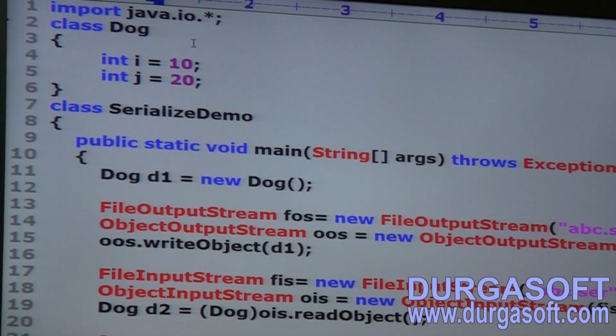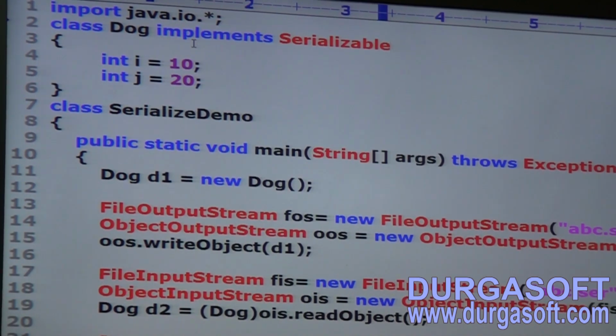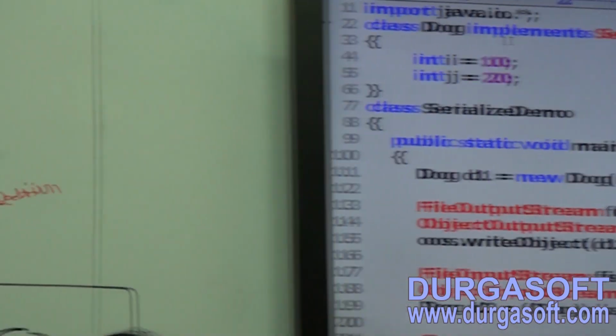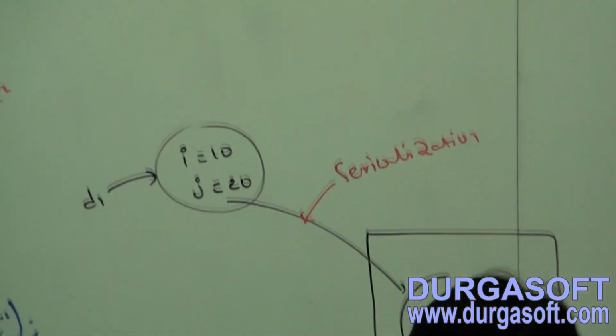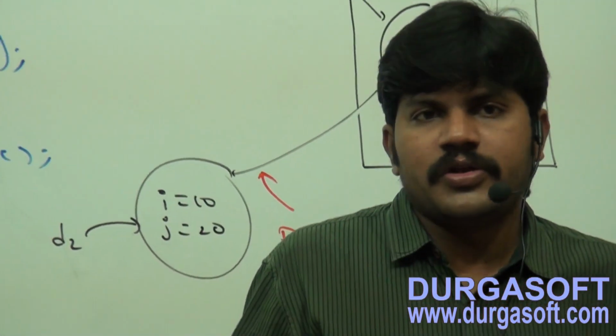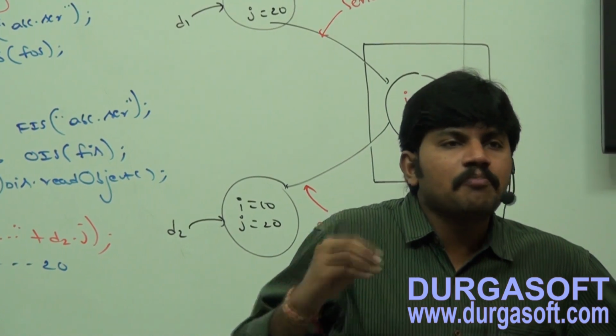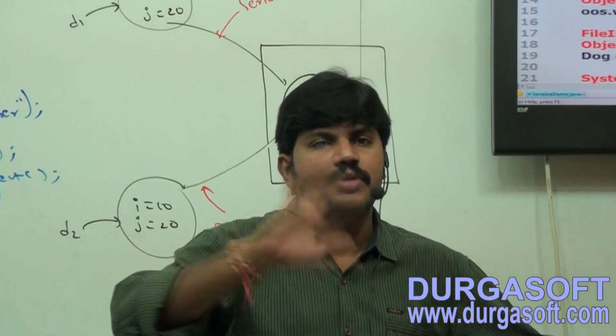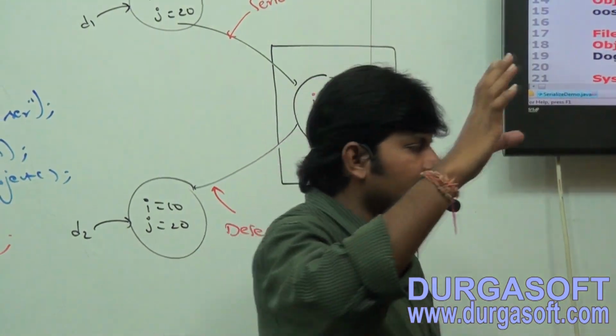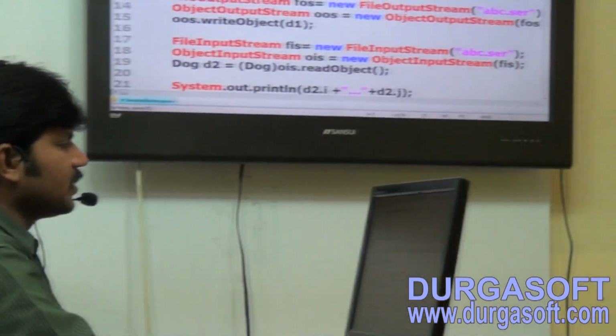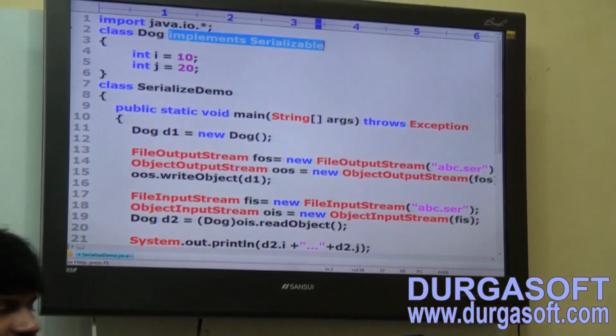Simple. Class Dog implements Serializable. Can you tell in which package the Serializable interface is present? The java.io package. Does it contain any methods? No, there is no method. Is it a marker interface or not? Yes. By implementing Serializable, we are not required to implement any extra methods, right? Now observe. I am taking class Dog implements Serializable.